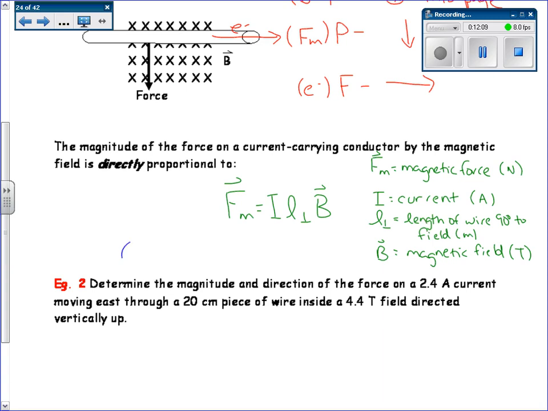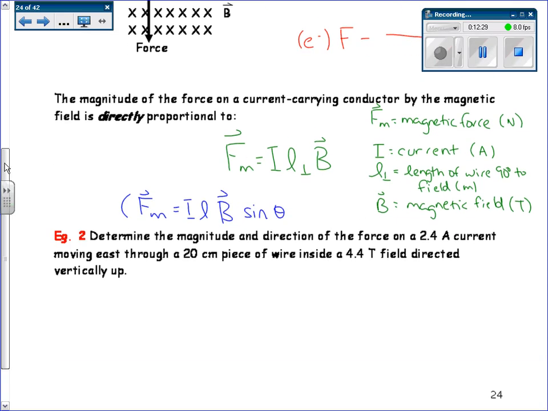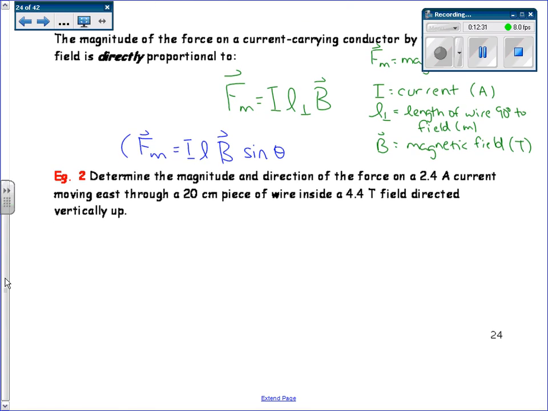And there's also a second version of this if you have an angle. If the wire isn't perpendicular, if it goes in at an angle, you just want to find the perpendicular component of that. So it would be current times the length of the wire, times the magnetic field, times sine theta. So very, very similar. So just a couple simple examples.